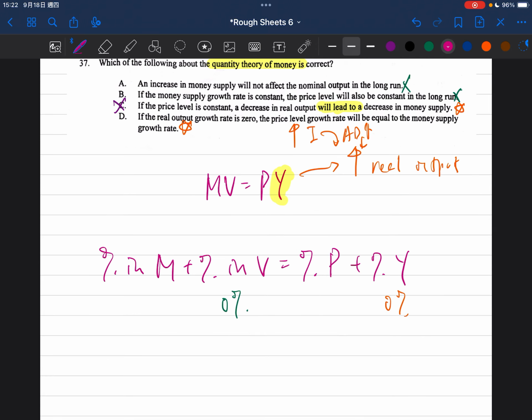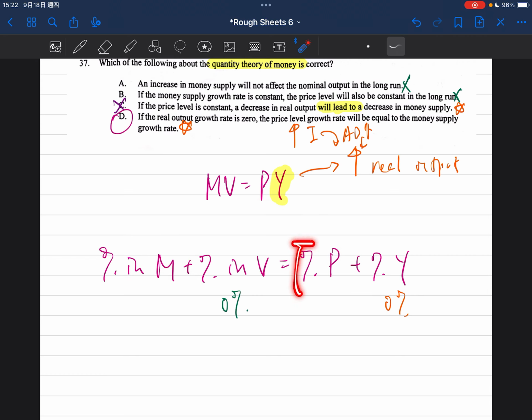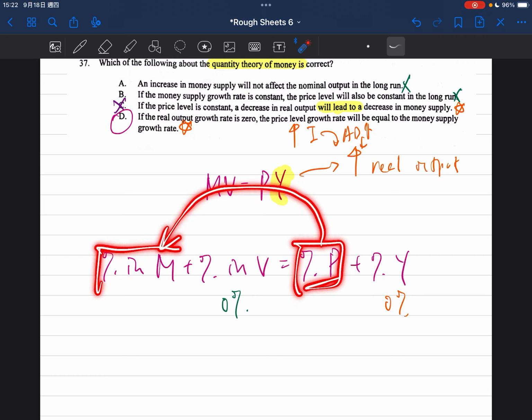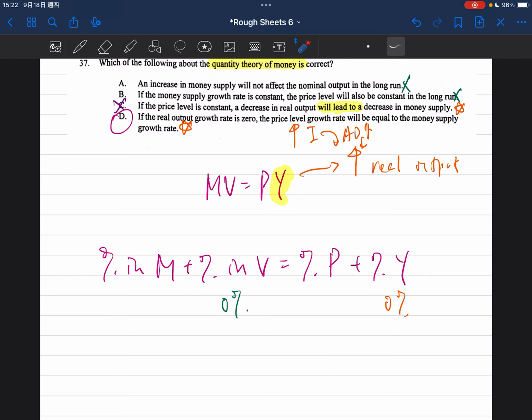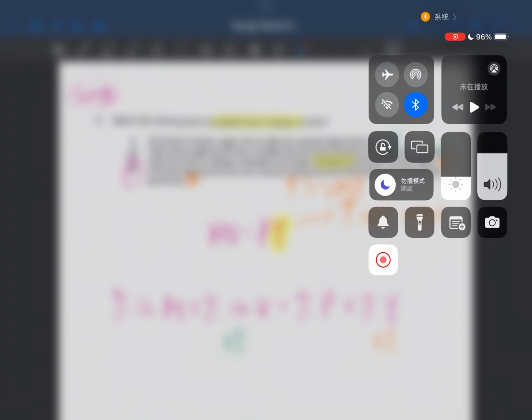Okay, so it implies that D is the final correct answer, because it does not have the sequence. It only states that the growth rate of this one will be equal to the money supply growth rate. It does not say that this one will contribute to the change of this one. Yeah, it does not have the sequence. Yes, it does not say that there is a sequence here. So D is our final correct answer.